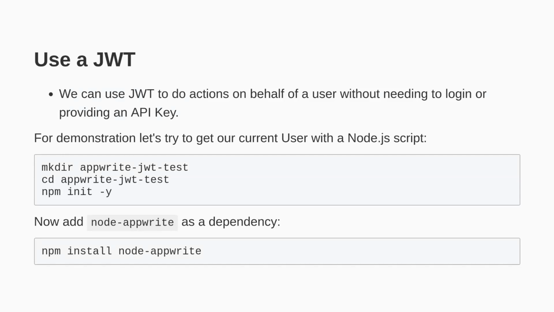How can you use a JWT? Using a JWT is quite simple. For any server-side SDK of Appwrite, you can use the setJWT method. This allows the server-side SDK to do actions on behalf of the user without needing to log in or providing an API key. So here is an example, a Node.js script that you can use. Create a new folder and initialize a Node.js project using npm init. Now add node-appwrite as a dependency using npm install node-appwrite.